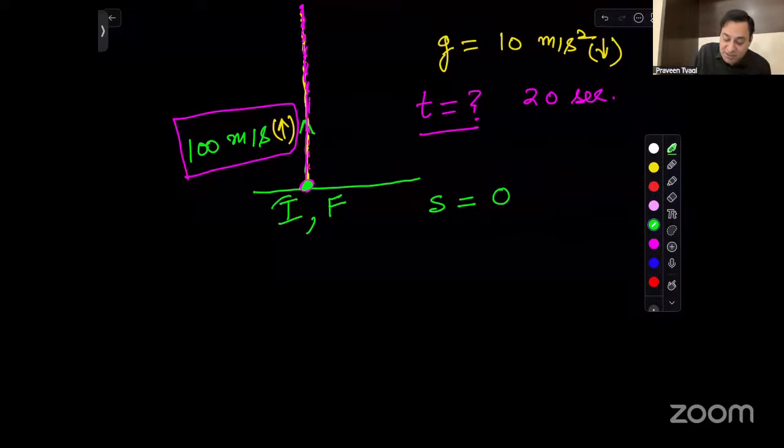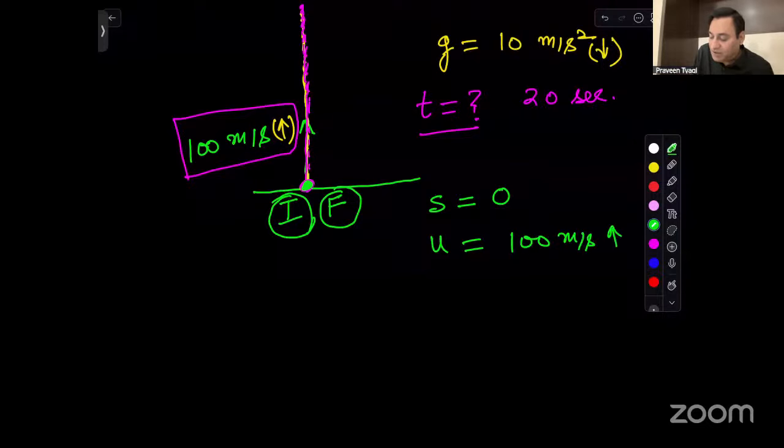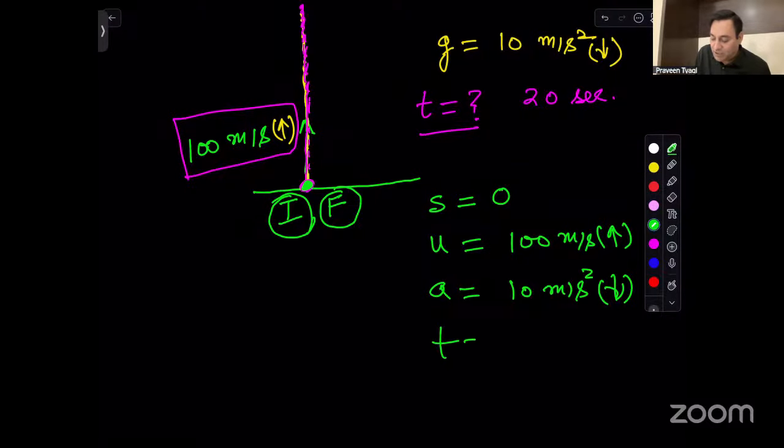Initial position is here on the ground. Final position is here. And the vector joining the initial position to the final position gives me displacement is 0. Initial speed is 100 meters per second upwards, and acceleration is 10 meters per second square downwards. And I have to find out the time.